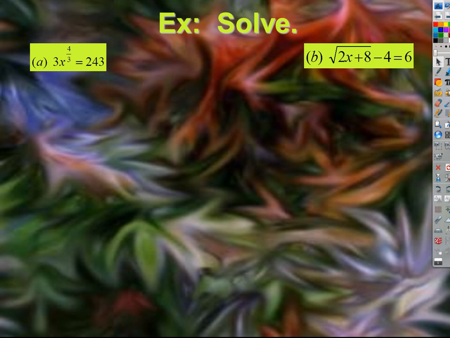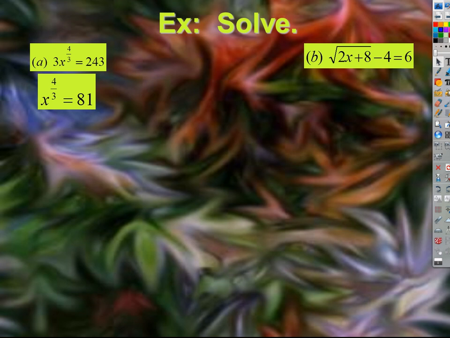3x to the 4/3 equals 243. What's the first step to isolate x there? Yeah, I have to reverse PEMDAS. The first thing is I'm going to divide by 3. Okay, now what do you suppose I do here? Think about the last example I showed you. How are you going to undo x to the 4/3? Take both sides to the 3/4, right? Does that make sense? If I take both sides to a reciprocal power, x to the 4/3 times 3/4 would cancel, right? So there's our trick, or there's our step.